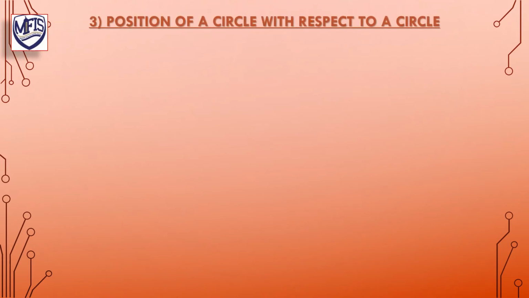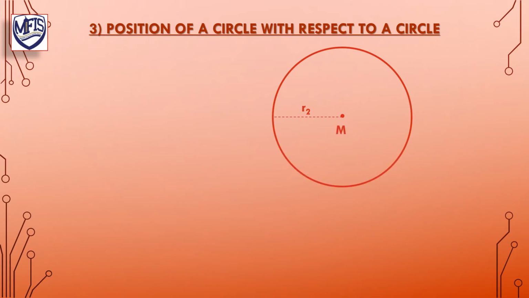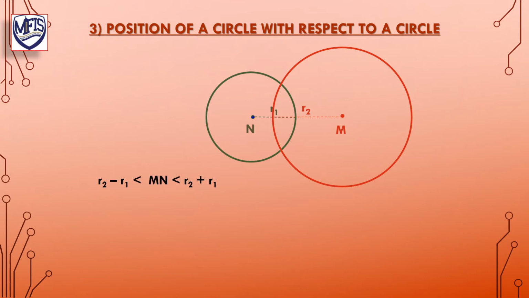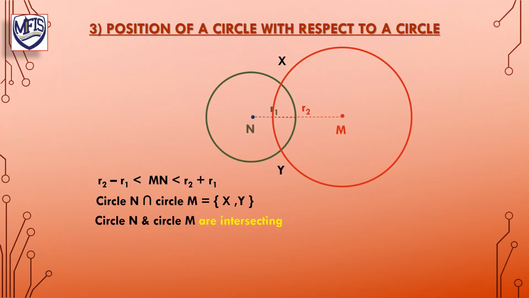The third position. I have two circles M and N, and the two circles, as we can see here, intersect at 2 points. Look at the length of MN, the line of centers. MN here is greater than the difference of the two radii and less than the sum of the two radii. So this case is called two circles intersecting. The two circles intersect at 2 points, X and Y.